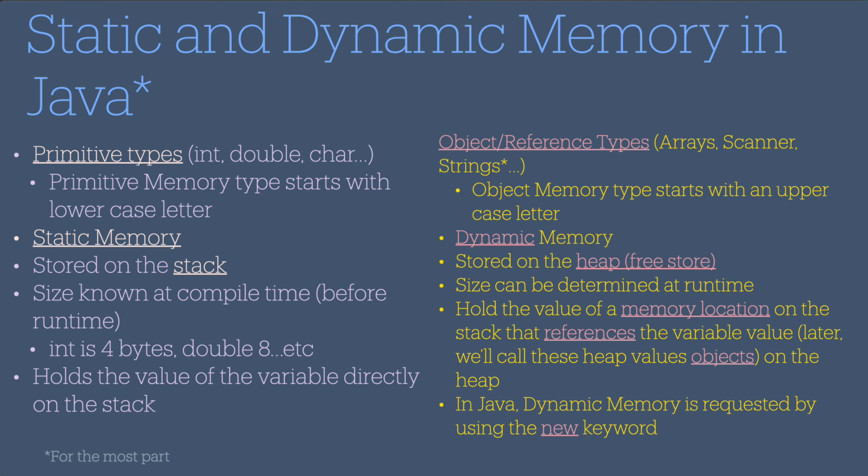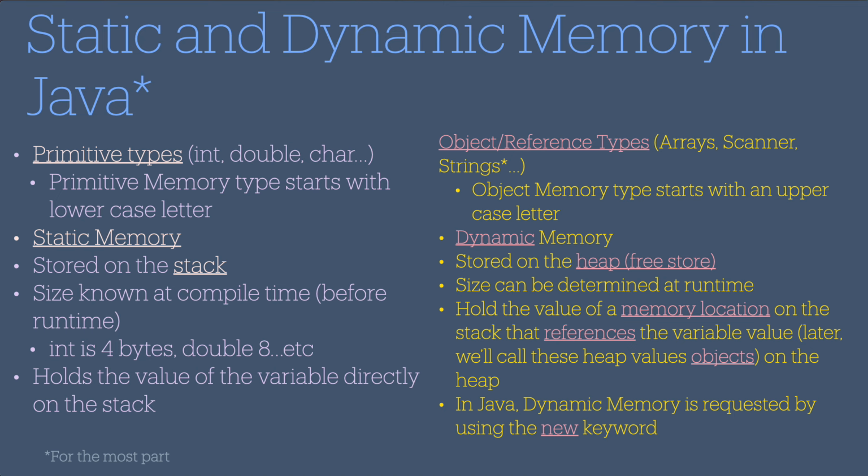So there's 2 basic types of variables in Java. There are primitive types. Those are a lot of the types we learned at the beginning of Programming 1. Int, double, char, boolean. Primitive memory types start with a lowercase letter. We talked about that. There's static memory. That's something that you might have realized as we went through Python Tutor, but now we're making it explicit. The primitive types are stored on the stack. Okay, they are static memory.